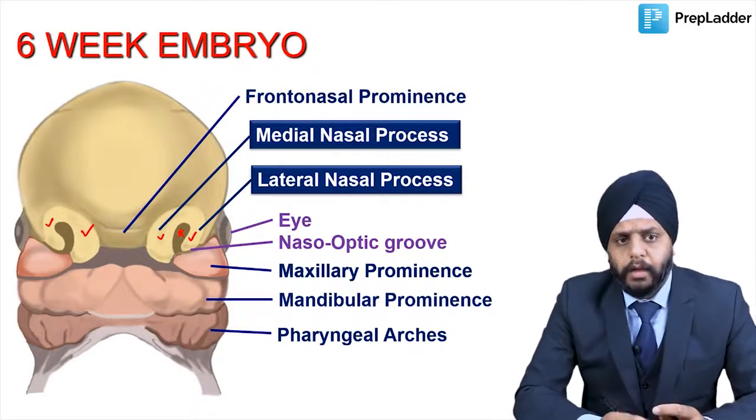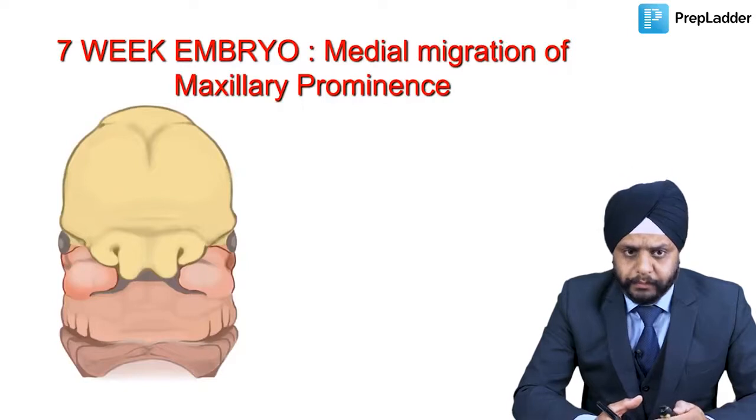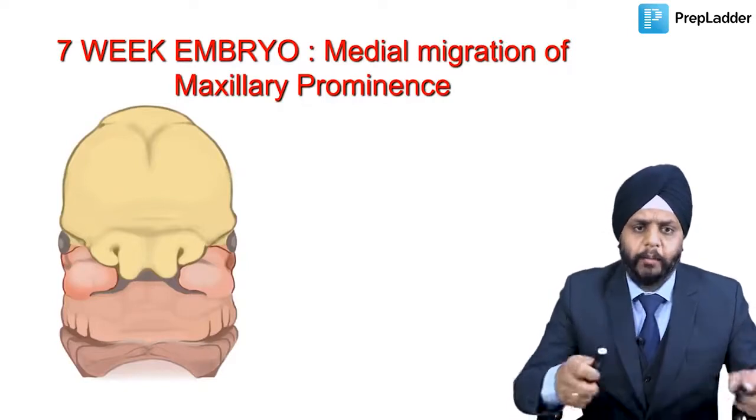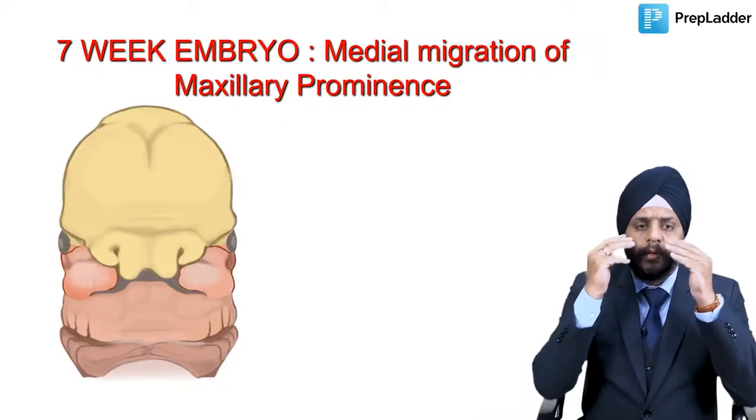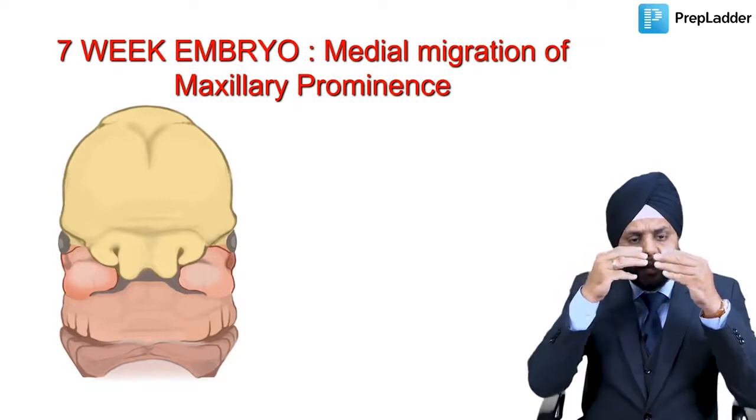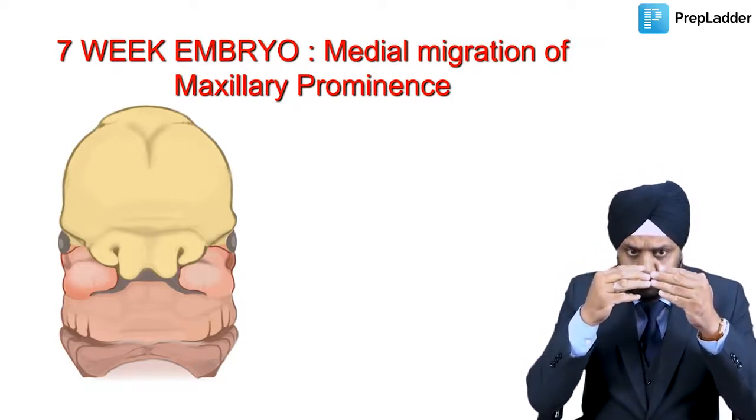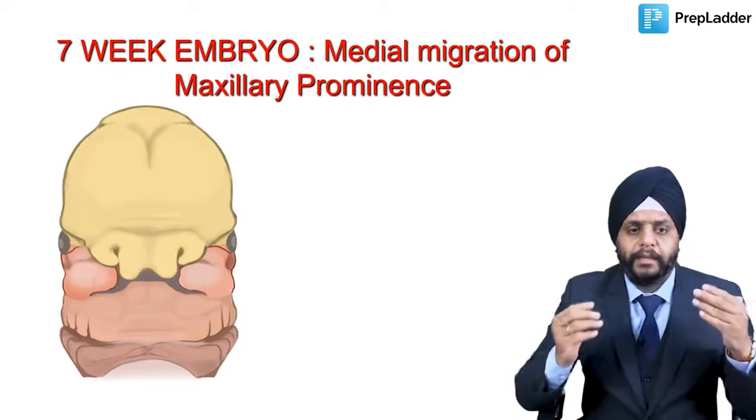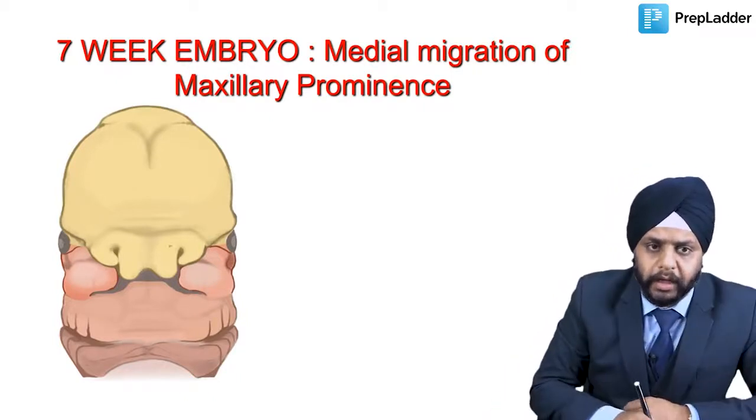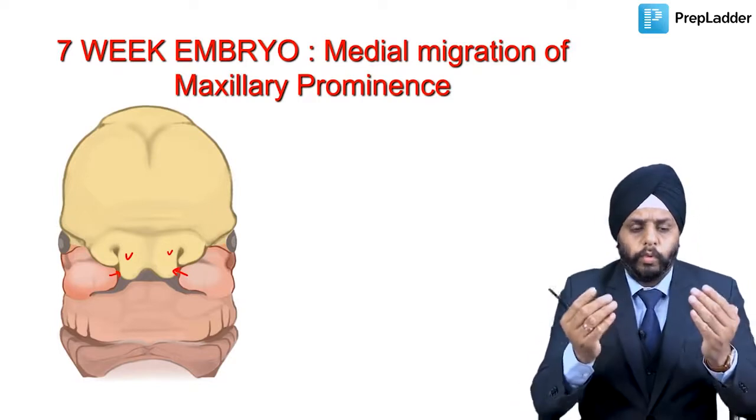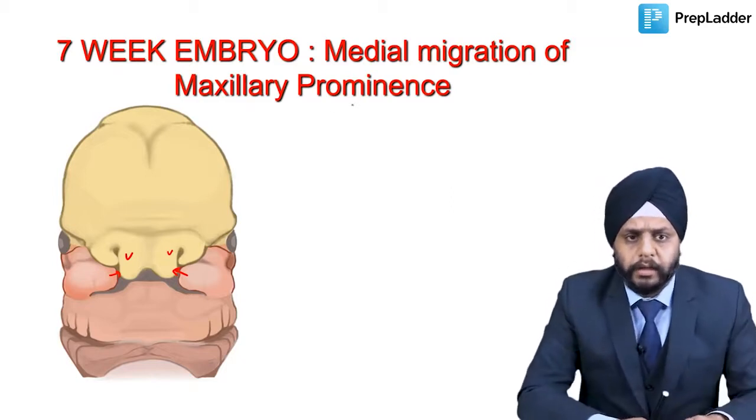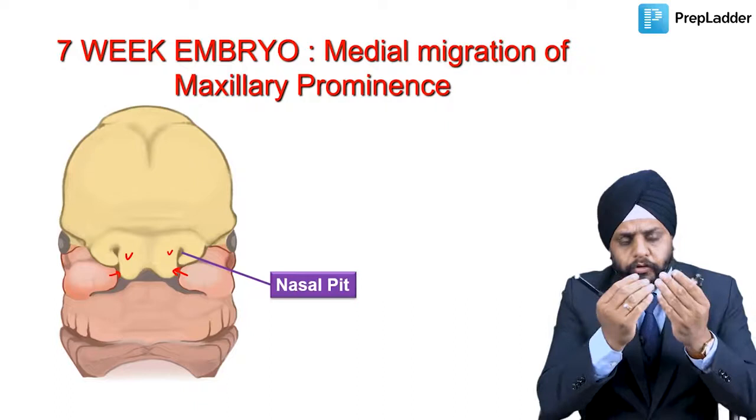Now let's go ahead and see what happens. You see, the maxillary prominence is growing from the two sides, right? And this maxillary prominence, which is growing from the two sides, is coming and trying to meet in the medial. So when it is growing, it is pushing the medial nasal process. As you can see over here, these two medial nasal processes are being pushed medially by the medial migration of the maxillary prominence. So the two medial nasal processes grow and are pushed to meet in the midline.